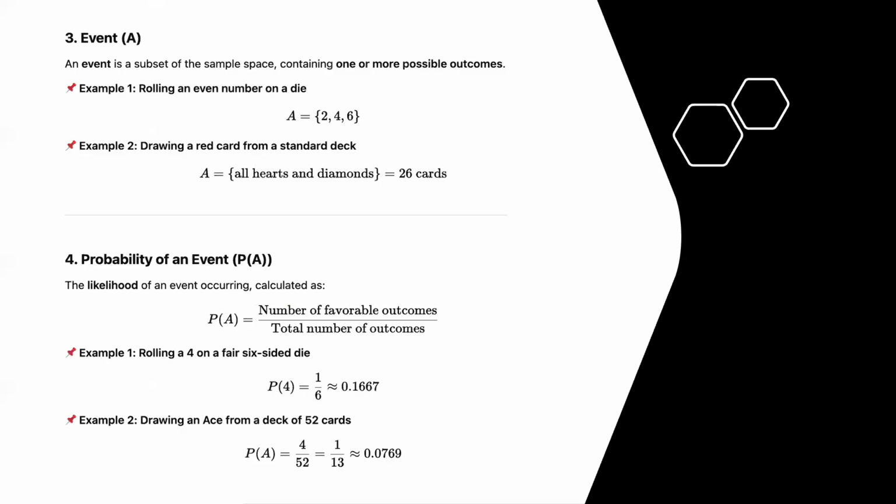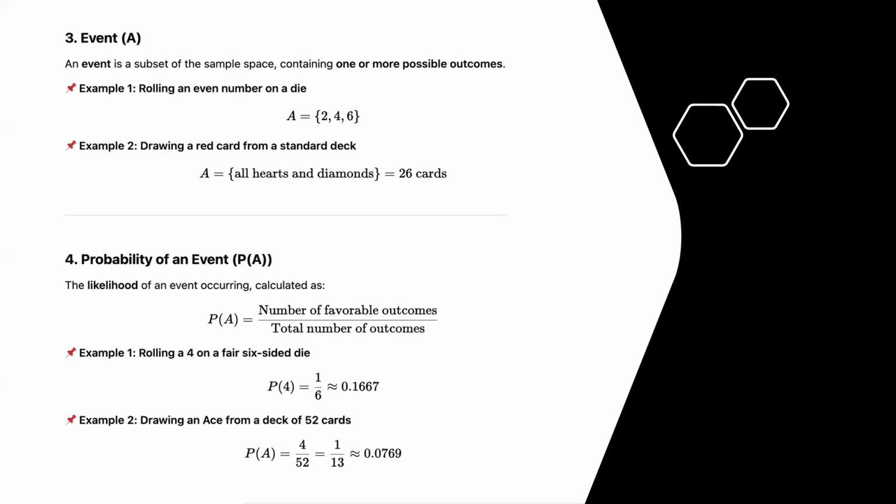Yeah. Let's move to the next slide. Okay, so the third important thing is an event. It's one of the important things. An event is a subset of your sample space containing one or more possible outcomes.